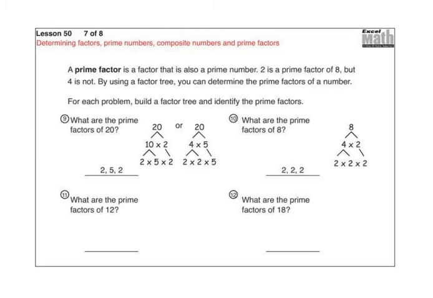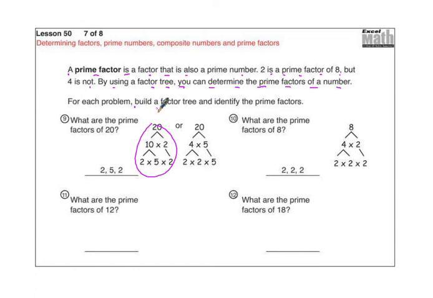All right, one last idea before we finish up this lesson, and that's prime factorization. What you're going to do for this is take a number and break it down into its prime numbers that can be multiplied together to equal that number. A prime factor is a factor that is also a prime number. 2 is a prime factor of 8, but 4 is not. By using a factor tree, that's what this is, you can determine the prime factors of a number.